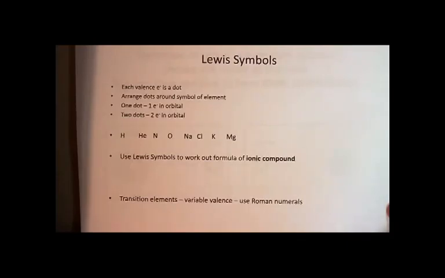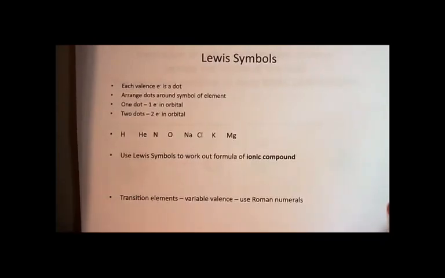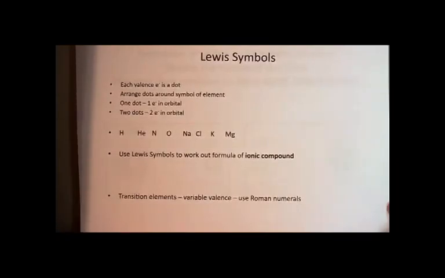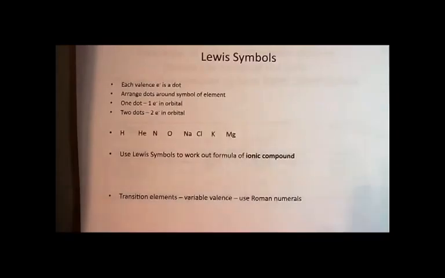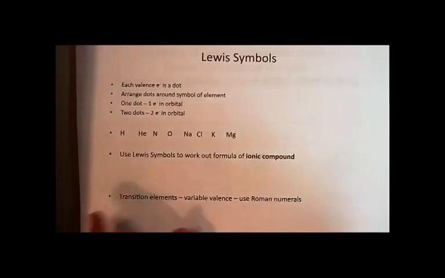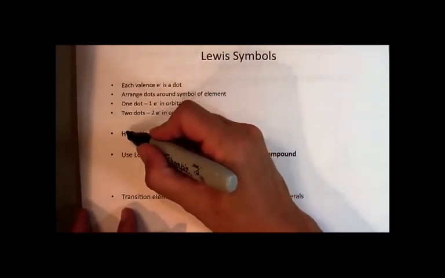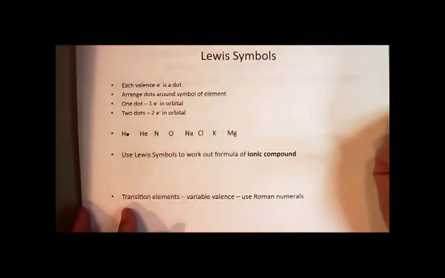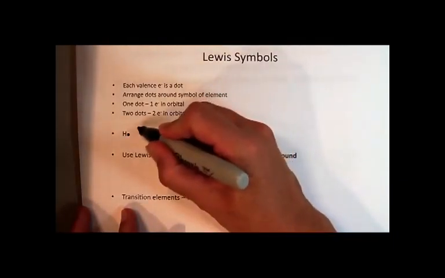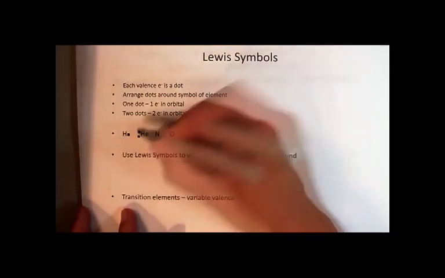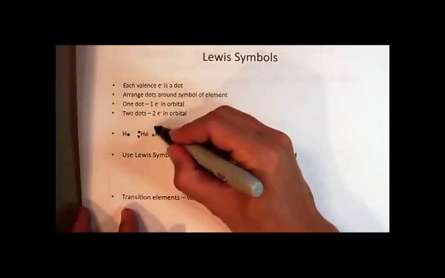And there was a symbolic way of representing the electrons in the valence shell that a professor out in California, Gilbert Lewis, came up with a long time ago, where you just arrange dots around the symbol of the element to indicate the number of electrons in the valence shell. One dot indicates one electron in an orbital, two dots, two electrons. So hydrogen just has one valence electron, so we would make its Lewis symbol like that. Helium has two, and it doesn't matter which side you put it on; I have more space over here, so I'll put it there. Nitrogen has five valence electrons.